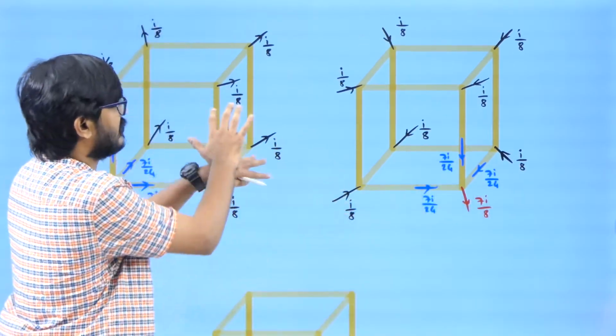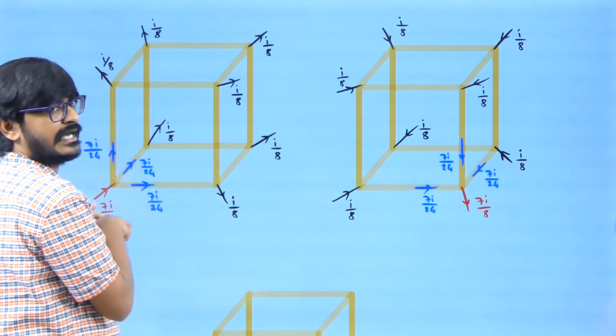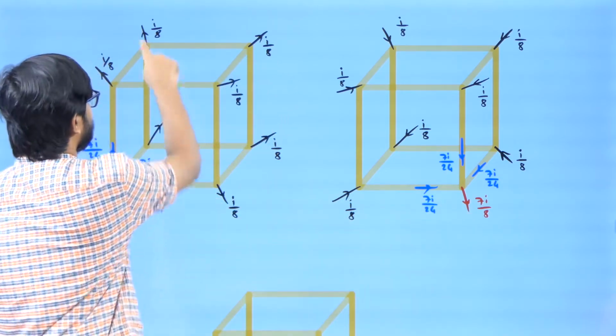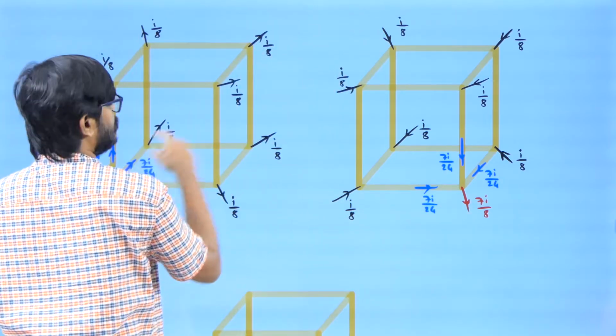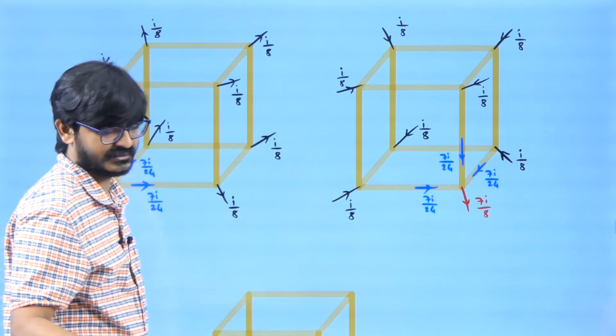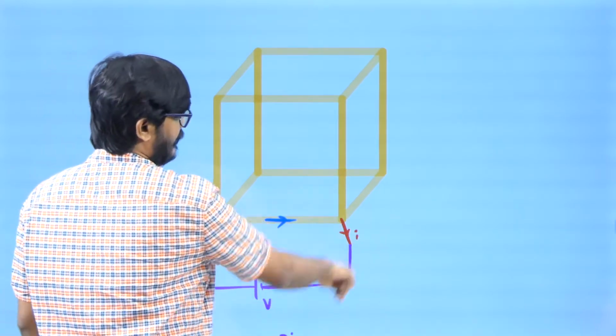Now what will happen if I superimpose these two? If I put one figure on the other figure, what will I get? Current here is 7I by 8 plus I by 8, which is I. Current here is 7I by 8 plus I by 8, which is I. This current is 0, this 0, everything will be 0. Only this one is I, this one is I. So when I superimpose these two figures, I will get this figure where this current is I, this current is I.